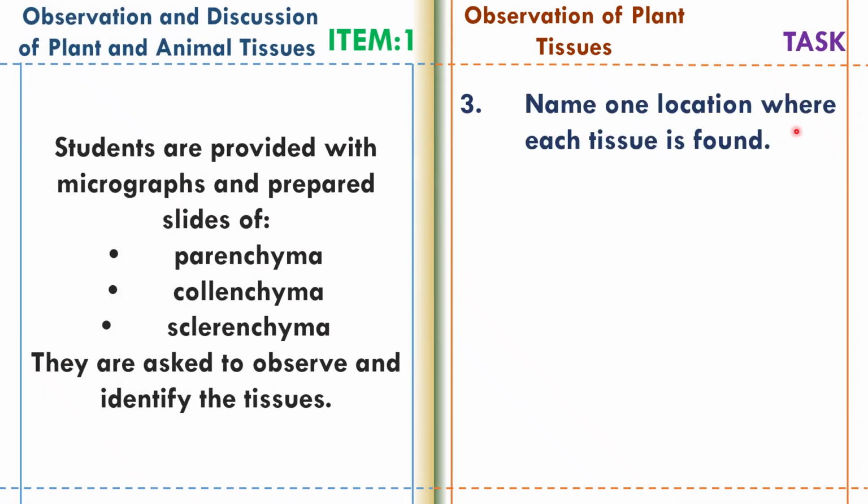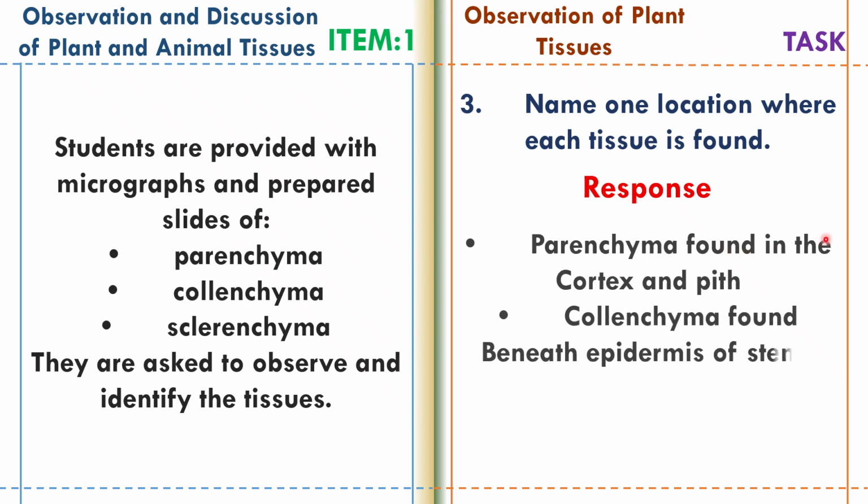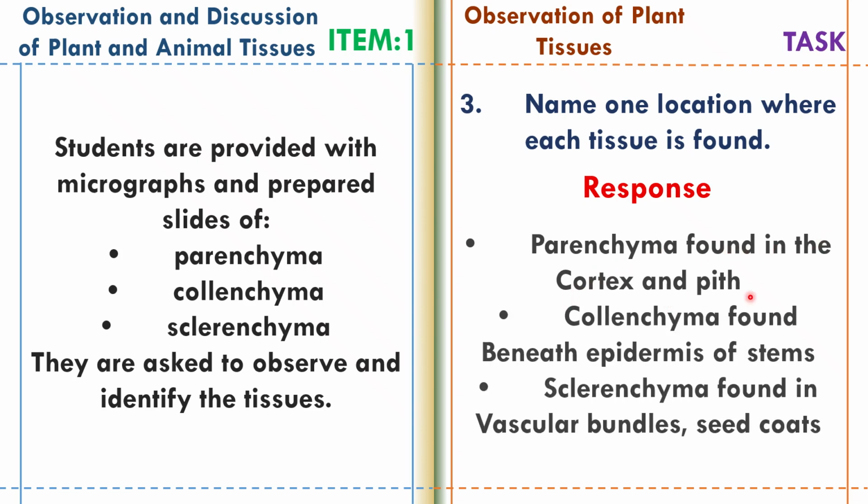Name 1 location where each tissue is found. Parenchyma are found in the cortex and pith. Collenchyma found beneath epidermis of stems. Sclerenchyma found in the vascular bundles and seed coats. Observation and discussion of plant and animal tissues.